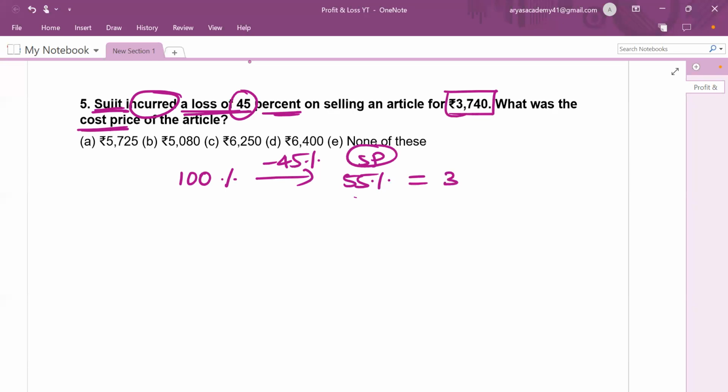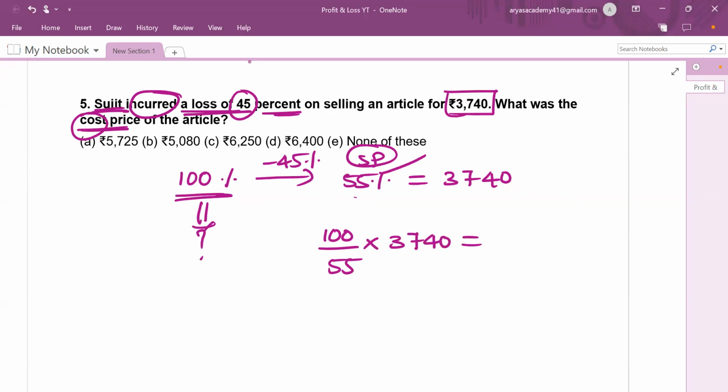And what is the value of 55%? 3,740. They're asking you the cost price. And what is cost price? Obviously 100. So they're asking you 100 and they've given you 55. So you have to find out 100. You know the value of 55, which is 3,740, and that should be multiplied. 5 will go 20 times, 5 will go 11 times. 11 3s are 33. So out of 37, 33 is gone. So here 4 will be left, so it becomes 44. So 11 4s are 44. Here there is a 0, so 0.